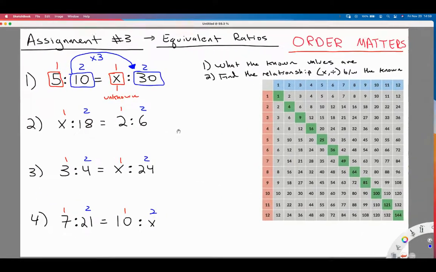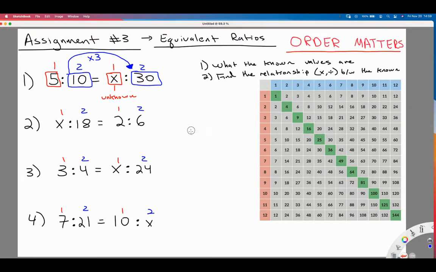All right, so going back to our problem here, we have our relationship of times 3 to go from 10 to 30. And what that does for us is we actually use the same exact rate or relationship to go and find out what this missing value would be. Right? So whatever 5 times 3, same rate, would complete this first ratio. So it would be 5 times 3.